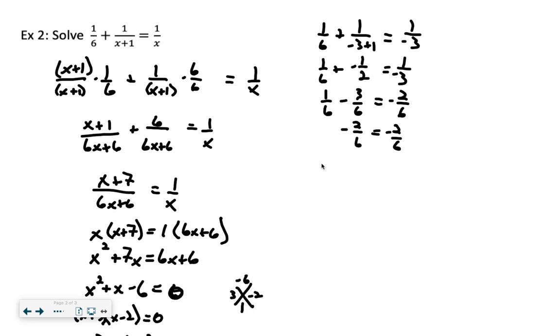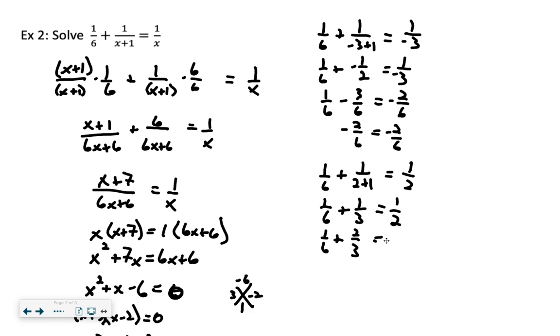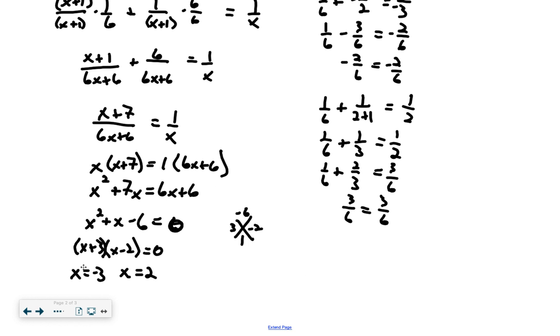Let's check 2. So 1/6 plus 1 over 2 plus 1 equals 1 over 2. So 1/6 plus 1/3 equals 1/2. Again, if we get common denominators, this would be 1/6 plus 2/6 equals 3/6, and that checks out. So neither of those are extraneous. My solution set is -3 and +2.